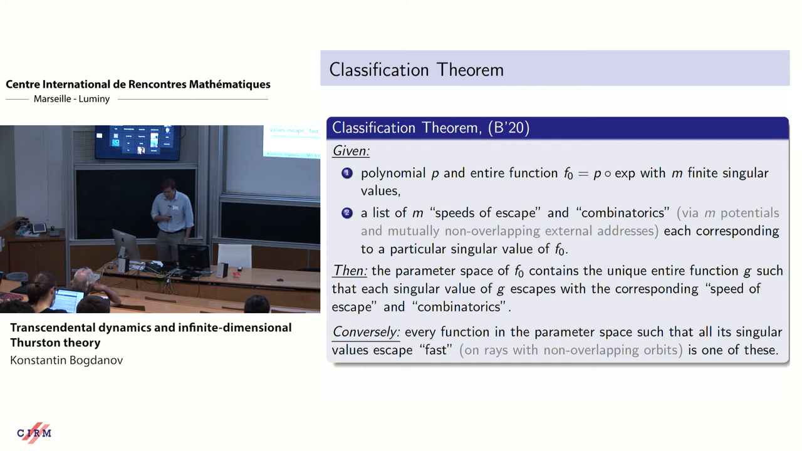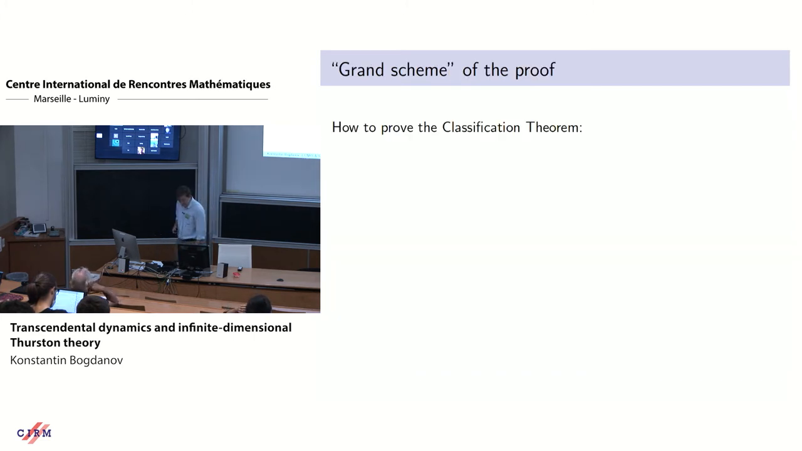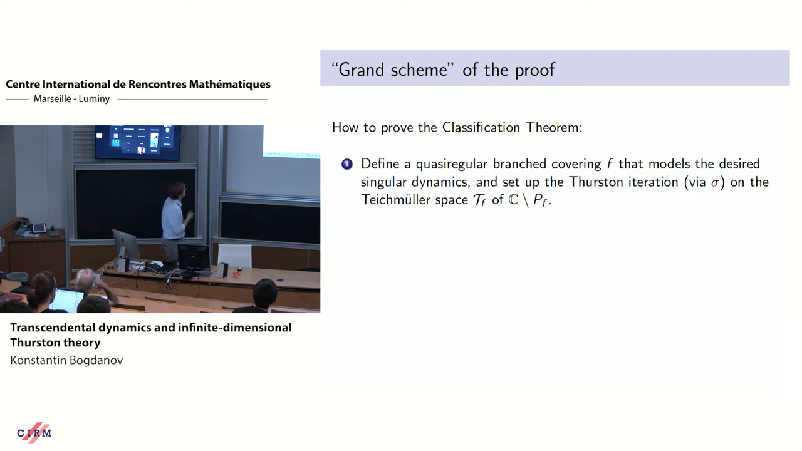So now, how do we prove this theorem? Again, we go with the general scheme. First, we define a quasi-regular branched cover F that models the desired behavior of singular values. Using this quasi-regular branched covering, we define the Thurston iteration, the sigma map. In this case, there is really no issue of mapping between different Teichmüller spaces, so you have a well-defined Thurston iteration on the infinite-dimensional Teichmüller space.